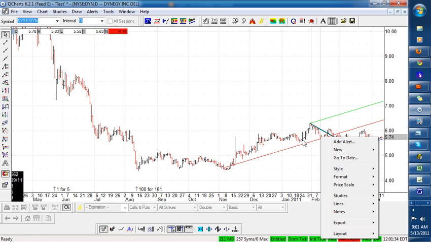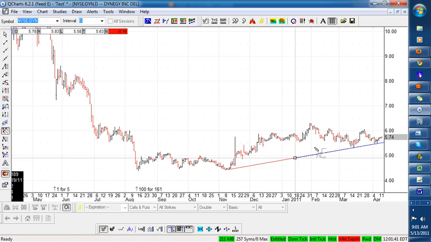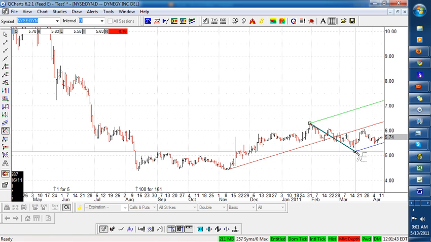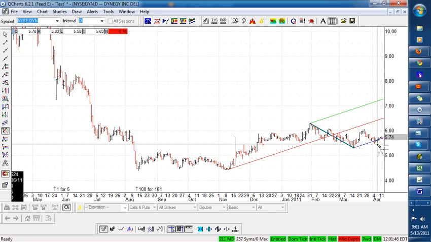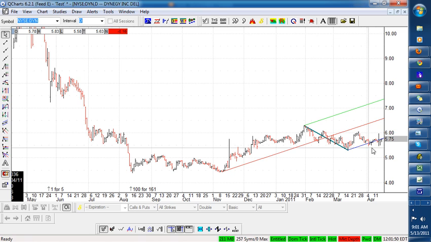Oops, I didn't draw that correctly. Let me just draw this line correctly. Okay, there we go. So anyway, here we have our Willie Nelson stuff, and as time goes on, this area here holds. Prices don't close below it, and so the idea is that there's a target up here somewhere, up here as it makes new highs.